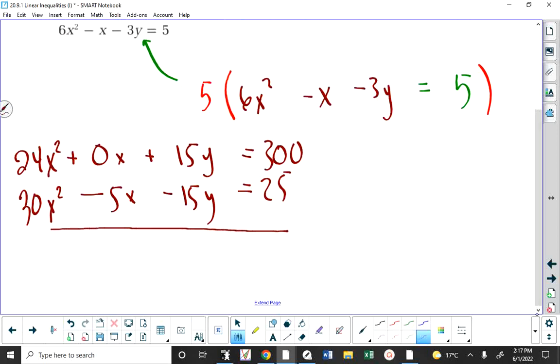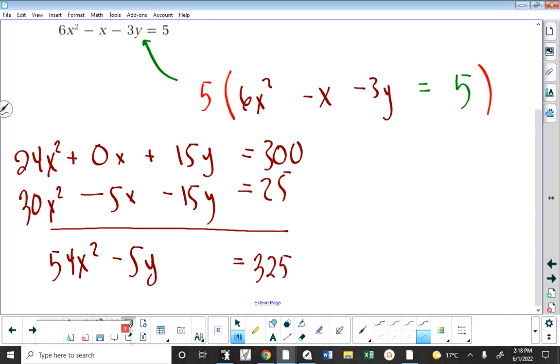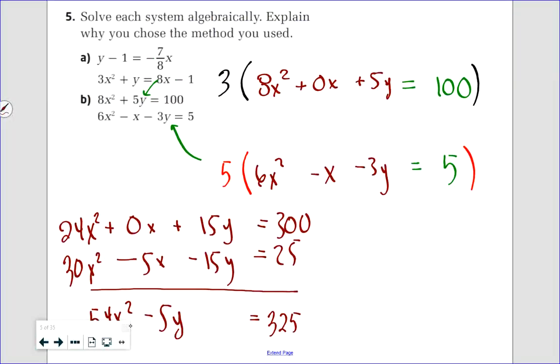Oh, I don't like the numbers that I'm going to have, though. I'm going to have 54x squared minus 5y equals 325. Ugh. So I want to, again, your textbook goes over the line, I think, in places. I want to just look at this because this is not a pleasant equation at this point in time, but we'll give it a crack in a second.